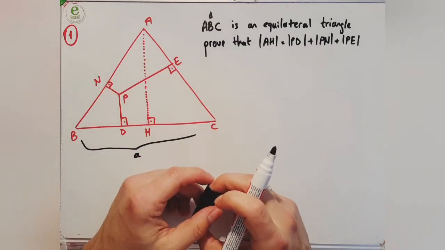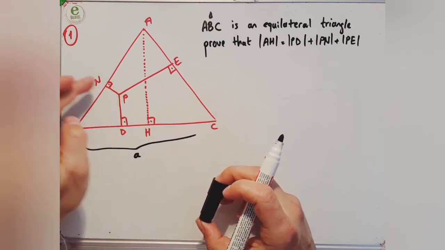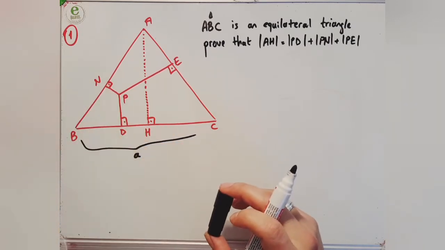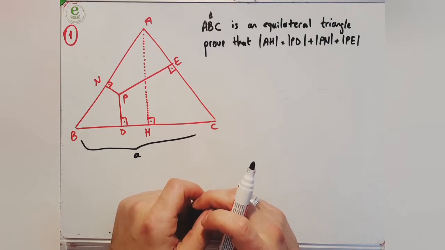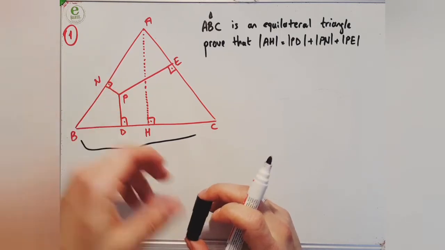On the first question, ABC is an equilateral triangle. We have to prove the length of AH is equal to PD plus PN plus PE. So first I will start by combining point P with the vertices of triangle ABC.